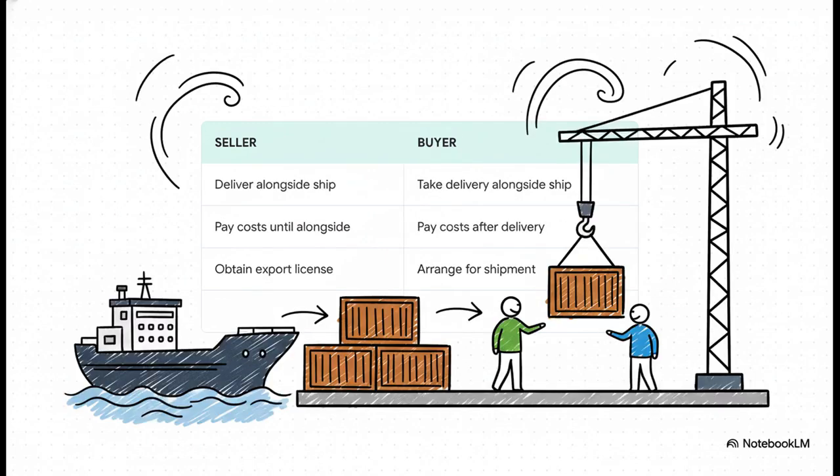Okay, now let's get specific to shipping by sea. We have FAS, or Free Alongside Ship. And alongside is the key word here. The seller's responsibility literally ends when the goods are sitting on the dock right next to the boat. Not on it, just next to it. That's the moment the risk flips over to the buyer.